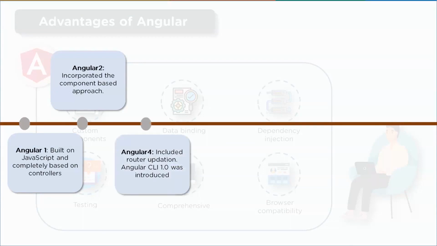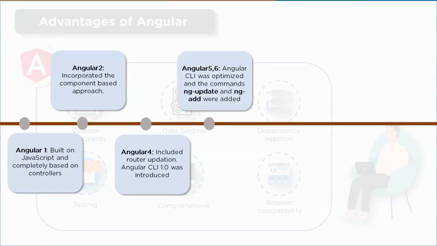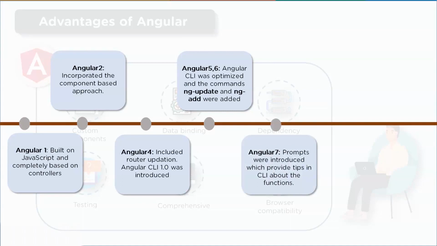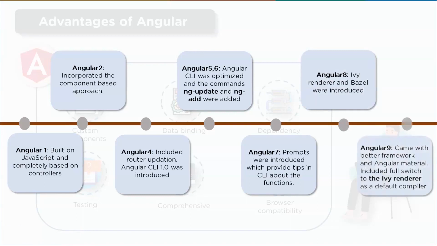It included router updation. Angular CLI or Command Line Interface 1.0 was introduced, however not deployed. In this release, the Angular CLI was optimized and commands like ng update and ng add were added. In the Angular 7 release, prompts were introduced which provided tips in CLI about the functions being used. In Angular 8, IV renderer and Bazel were introduced. And finally, the most recent release was Angular 9. Now this came with the better framework and Angular material. Now this completely switched to the IV renderer as a default compiler.